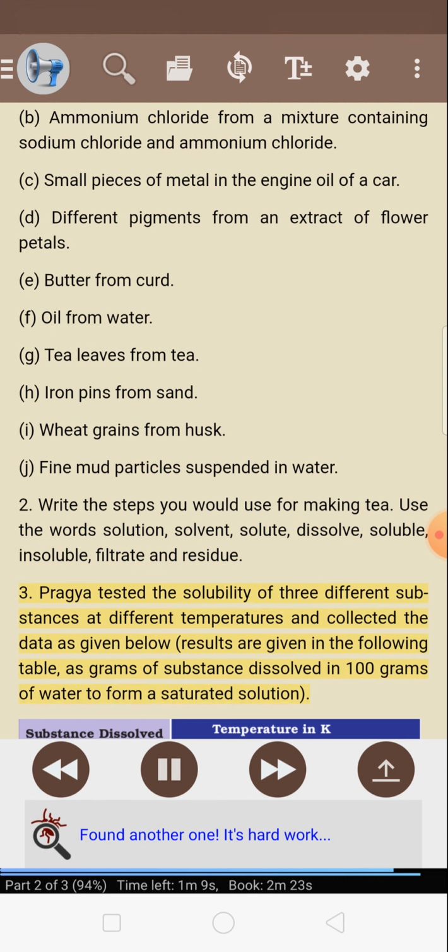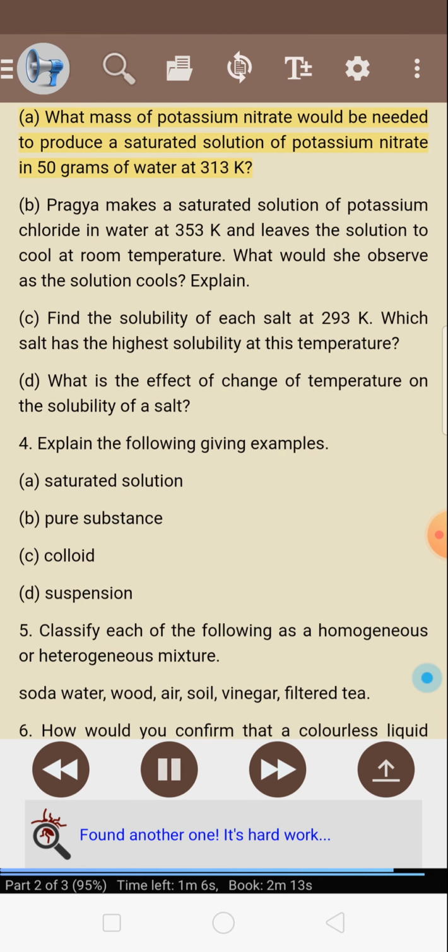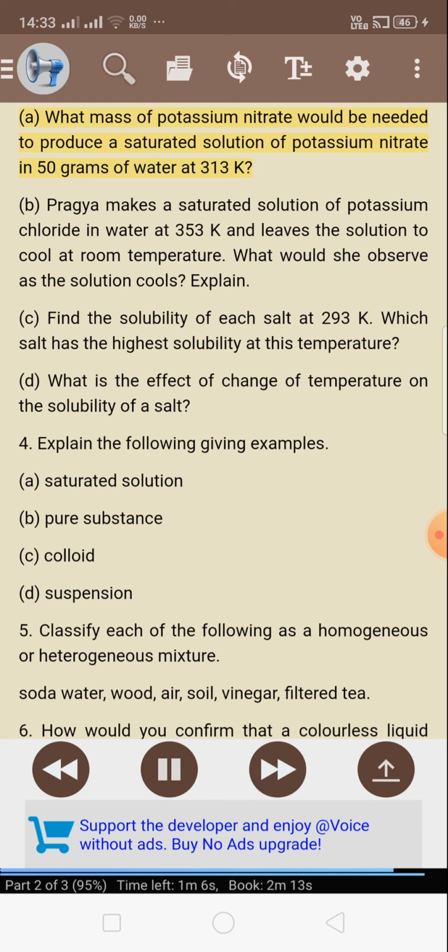3. Pragia tested the solubility of 3 different substances at different temperatures and collected the data as given below. Results are given in the following table as grams of substance dissolved in 100 grams of water to form a saturated solution. A. What mass of potassium nitrate would be needed to produce a saturated solution of potassium nitrate in 50 grams of water at 313 K?